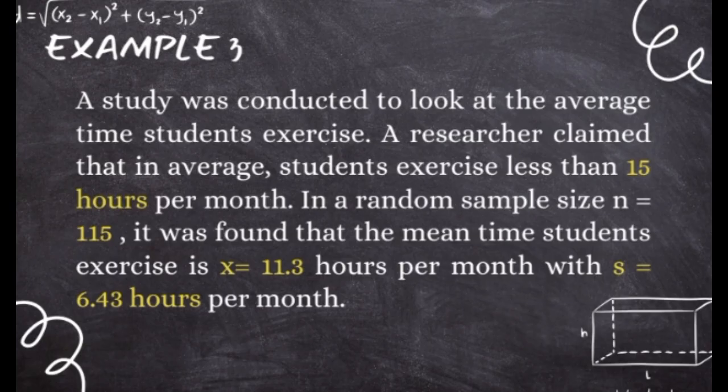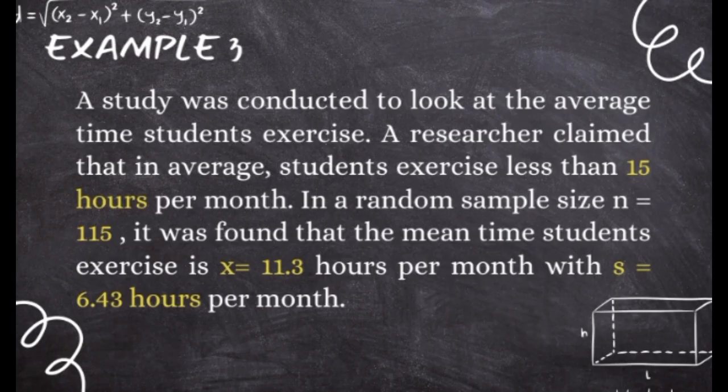So example number 3 has a sample size greater than or equal to 30. We can see in the last sentence, in a random sample of size n equals 115, so the sample size is greater than or equal to 30. Next, is the standard deviation known or not known? Let's take a look. Our standard deviation is not known since none is given, right?